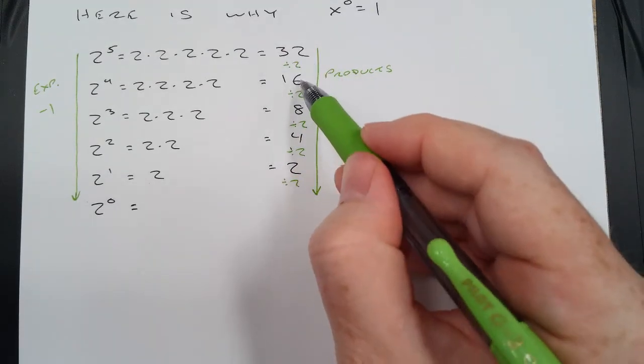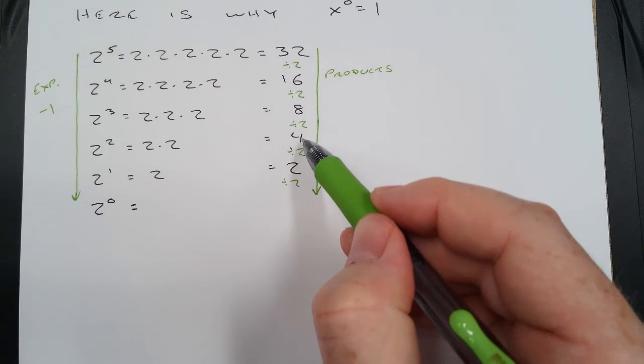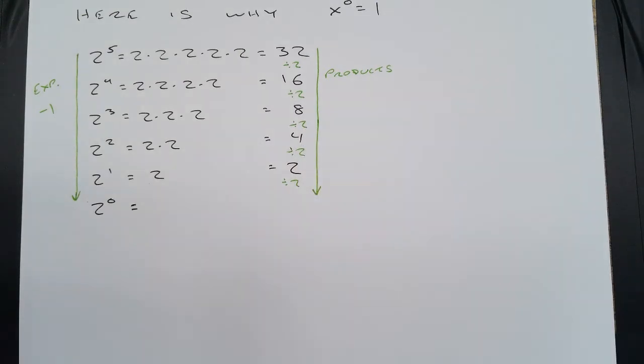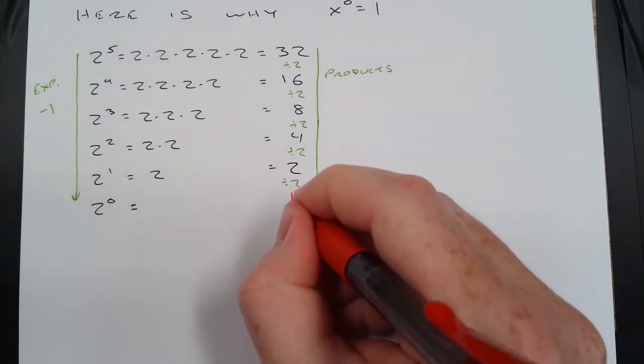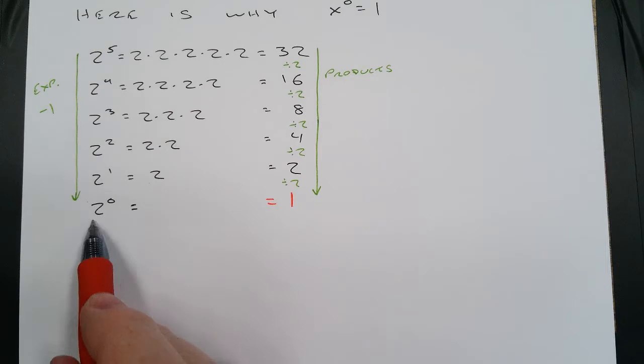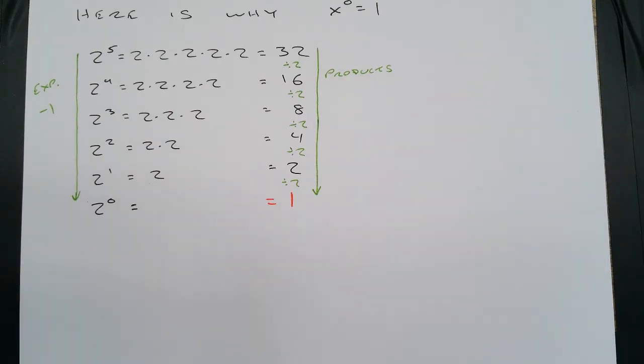32 divided by 2 is 16. 16 divided by 2 is 8. 8 divided by 2 is 4. 4 divided by 2 is 2. 2 divided by 2 is 1. So 2 to the 0 is 1. And it works for all of them. It works for all numbers.